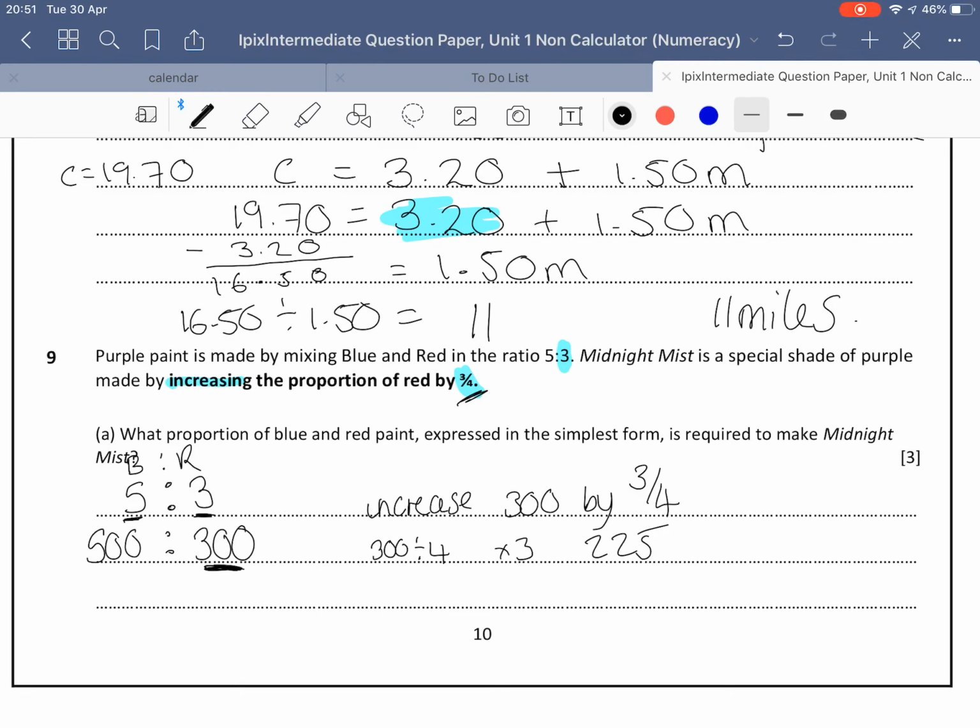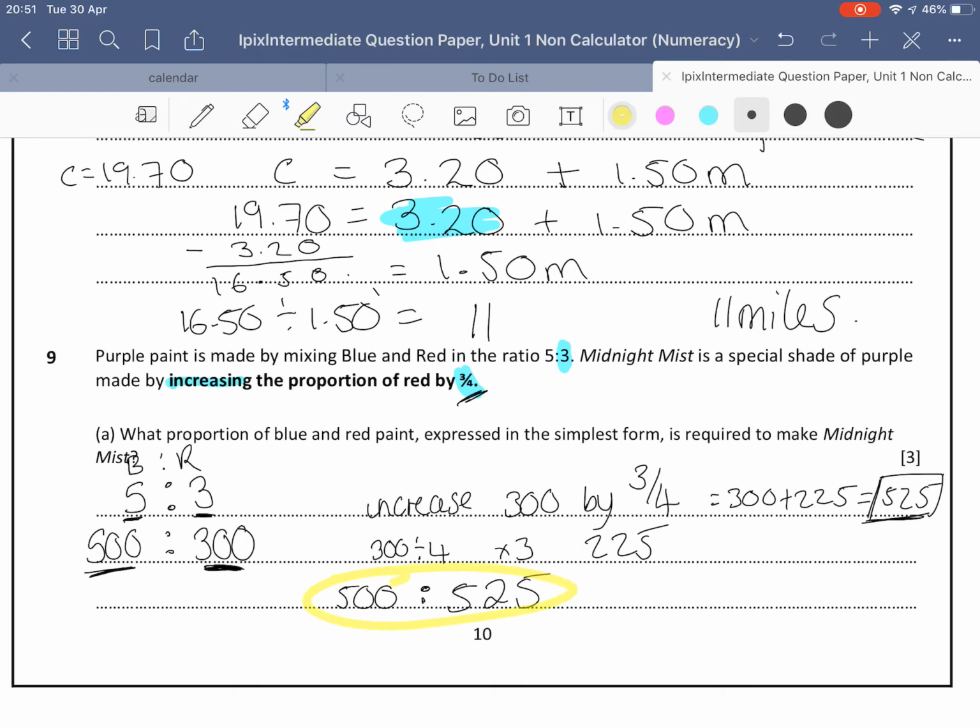And I want to add that on. So I'm going to do my 300 add 225, which is 525. So I've now got 525 red. So I still have the same amount of blue, because obviously if you add more red, it turns purple, doesn't it? So I've still got the 500 blue from earlier, but now my red has gone up to 525. So this is now my ratio.